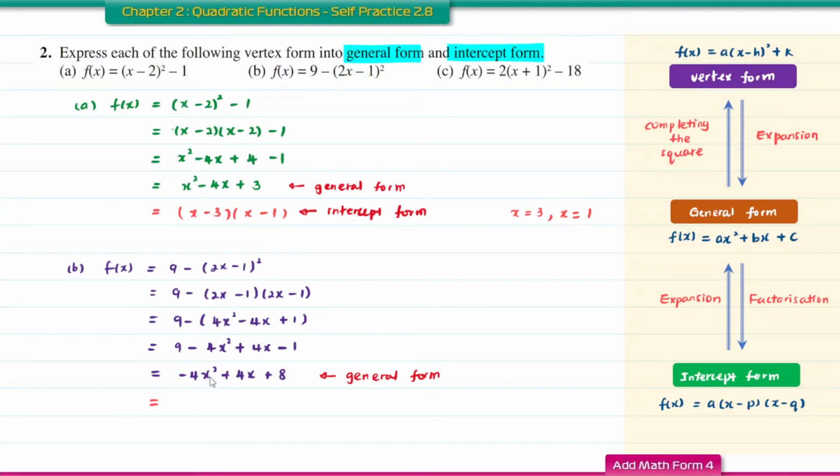So first we're going to let the a equal to 1. So we're going to have a common factor of negative 4 at the front here. And for these two here, you're going to divide it by negative 4.